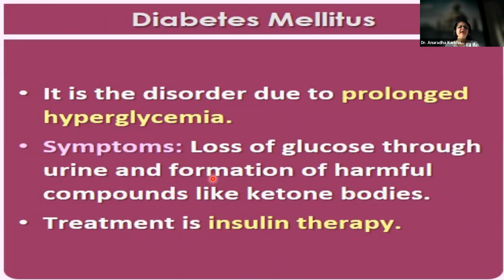Diabetes mellitus. It is a disorder due to prolonged hyperglycemia. Prolonged means for a very long time, if the blood is going to contain a lot of sugar, we call it as prolonged hyperglycemia. Symptoms: loss of glucose through urine and formation of something called as what? What will be formed? Harmful substances like ketone bodies. Treatment is insulin therapy. We generally inject insulin directly into the blood. Diabetes mellitus, very common in India.